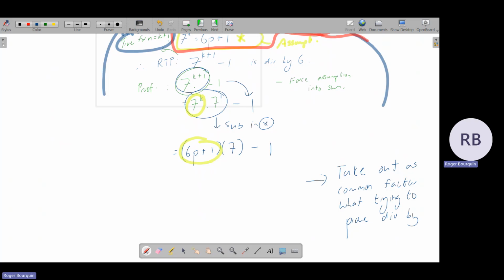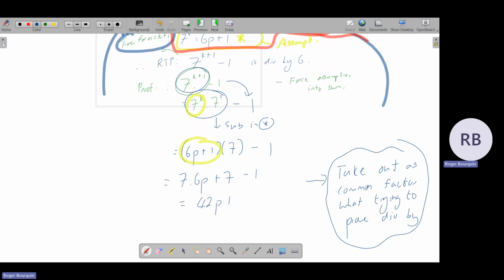With me. Okay. So I'm going to try to take out 6 as a common factor from here. How am I going to do it? Take out as common factor what you're trying to prove it's divisible by. So how do we take it? First we multiply out. So I get 7 times 6p, 42p, plus 7 minus 1. Good. Which equals 42p plus 6.